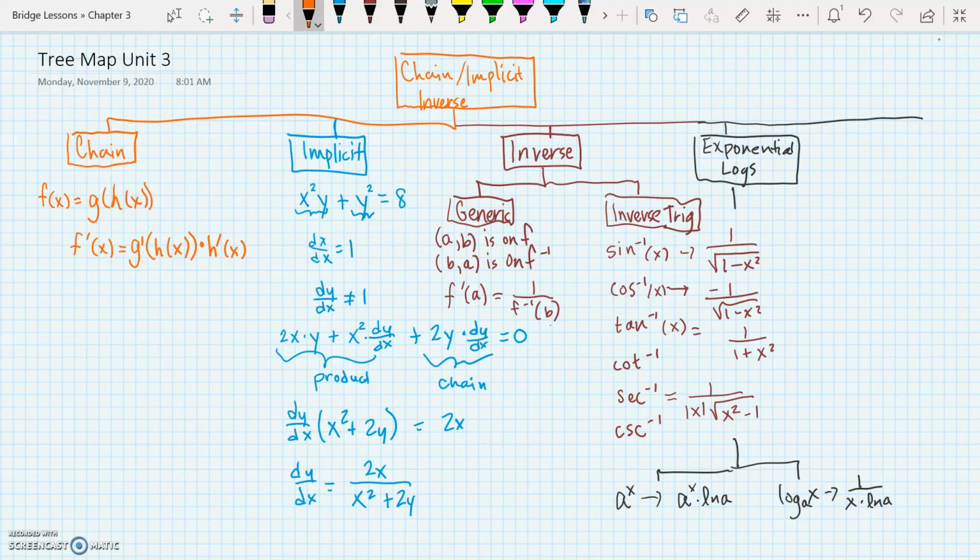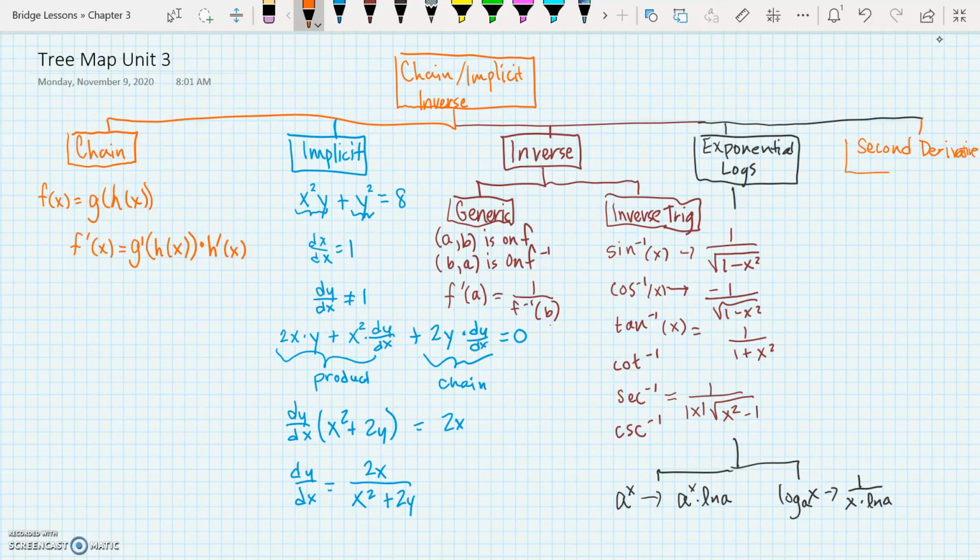And then the last thing we did was, well, we combined all of these things. We combined chain and product, but I'm going to leave that off of the map because I feel like that's just something that we did along the way. Then the last thing we did was we did second derivatives. Or I guess it was higher order derivatives.